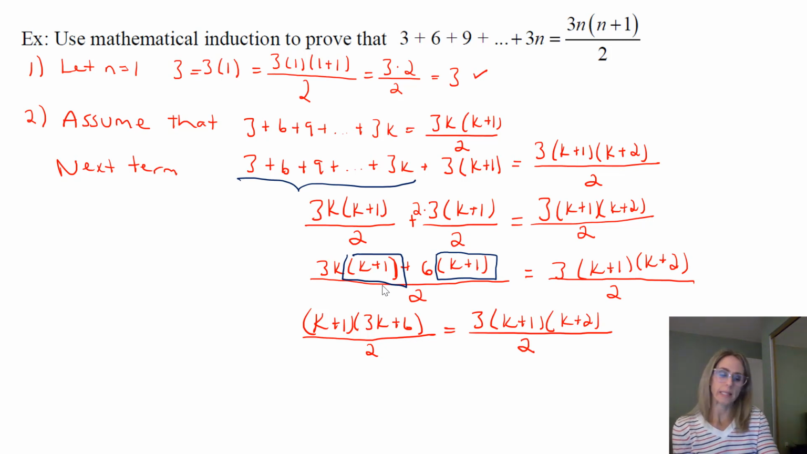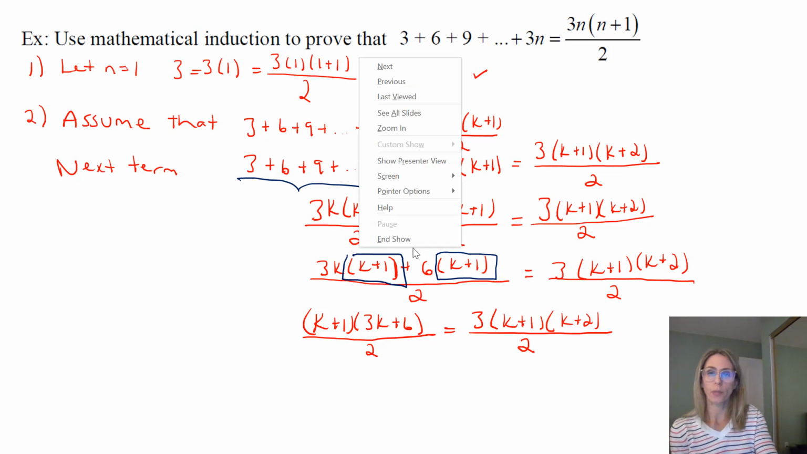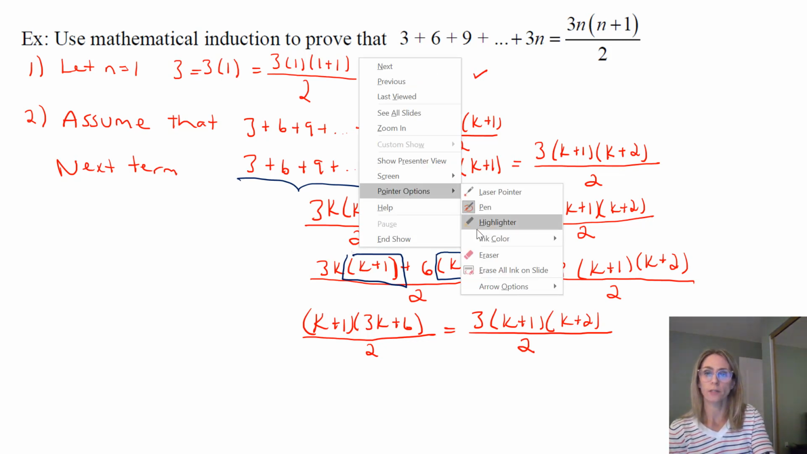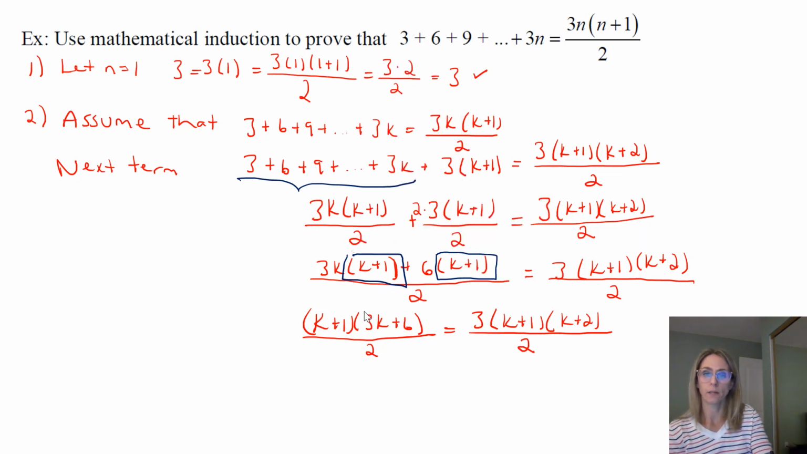And then, like I said, what we want to notice is that 3k plus 6 has a common factor of 3 in it, which we need to factor out. So by factoring out that 3, I'm going to put it all the way on the outside. We have k plus 1, and then factoring out that 3 leaves us with k plus 2.